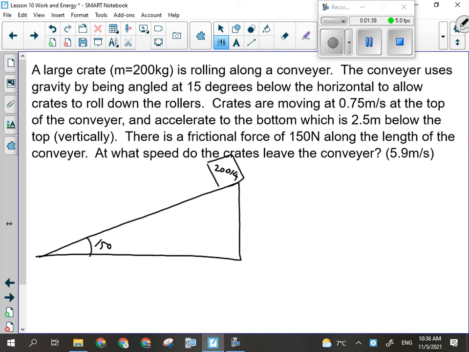So that's 15 degrees above from here, below from here. Does it really matter which one I write? It doesn't. It's similar triangles, right? So it doesn't really matter. And it allows the crates to roll down on the rollers.